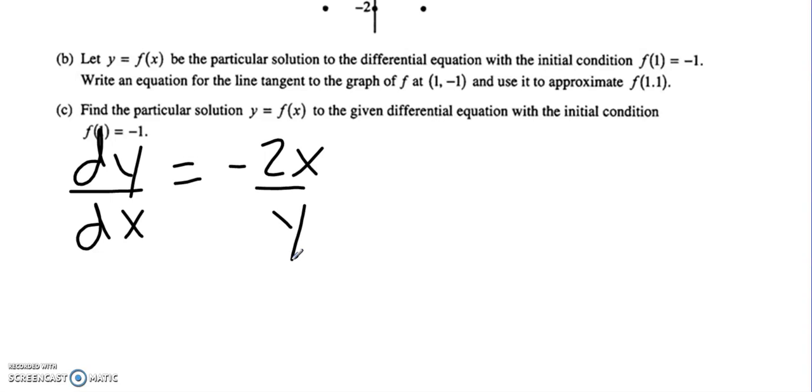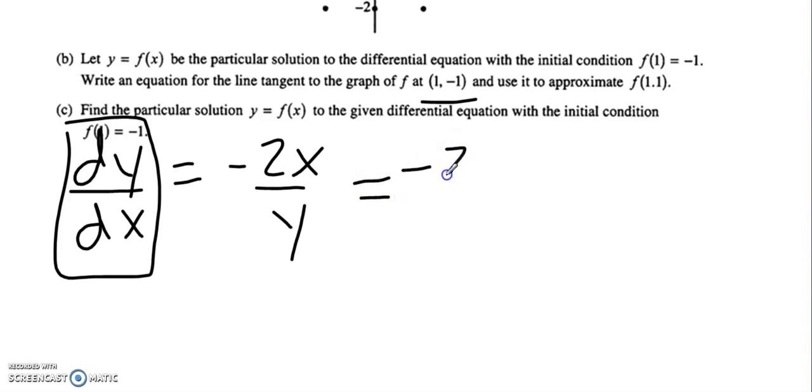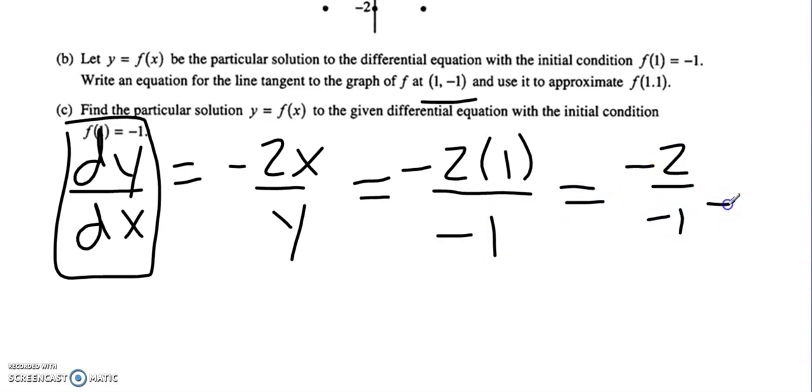Well, to get a line, we need a slope. And to get a slope, well, dy/dx represents the rate of change. And we have a point, (1, negative 1). So why don't we substitute in positive 1 for x and negative 1 for y. And when we do that, we have negative 2 over negative 1, and we get positive 2. So our slope for this tangent line is positive 2.